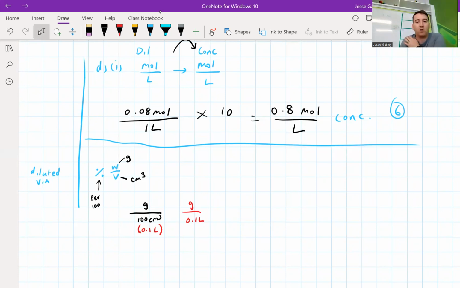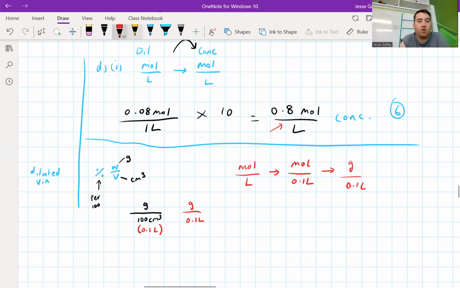Let's plan it out. What do we know? We know here we've got the moles per liter. What do we need to do? We need to find the moles in 0.1 liters, and then we need to find the grams in 0.1 liter. All right, pause the video and work your way through that now.